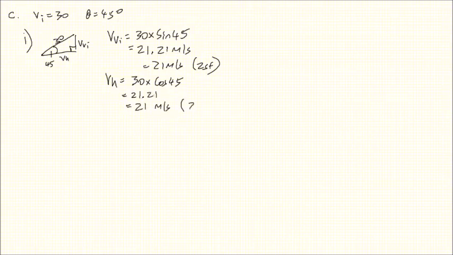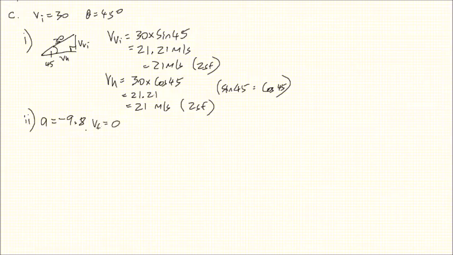And the value of cosine 45 and sine 45 is both square root of 2 over 2, which is 0.707 if I remember right. So there's the answers. 30 divided by 1.41, or the square root of 2, is true of both. Rounded to 2 significant figures, that's 21.